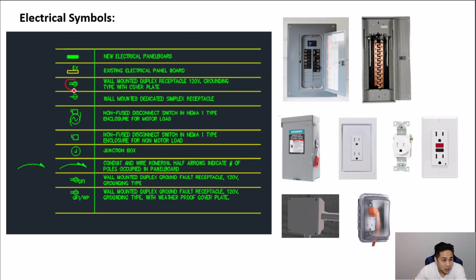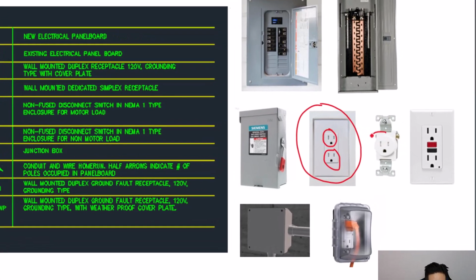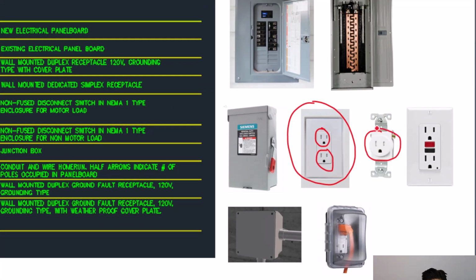This is the common symbol for a duplex receptacle and a simplex receptacle. The duplex receptacle is basically something like this, where you see two outlets, which is why it's called a duplex. And a simplex is this right here, since it's just one outlet.